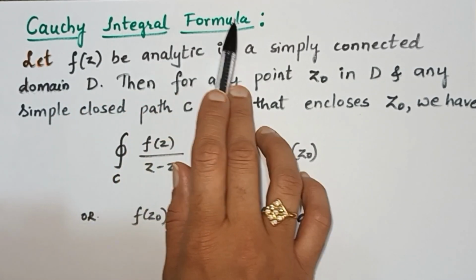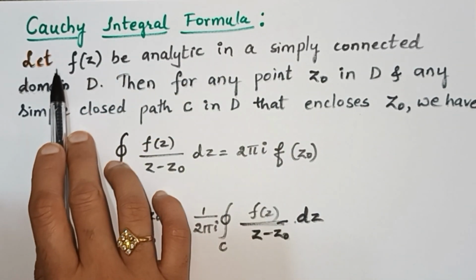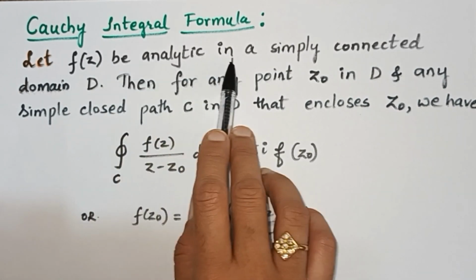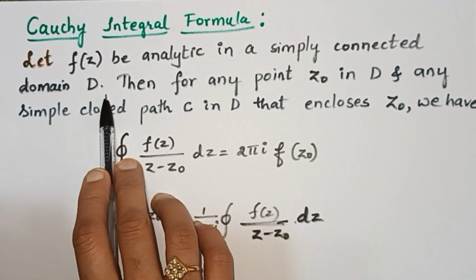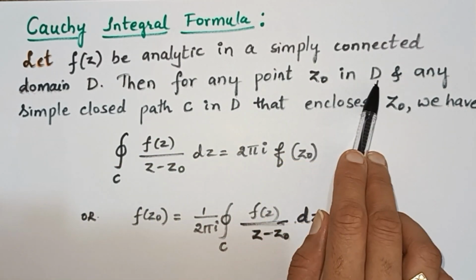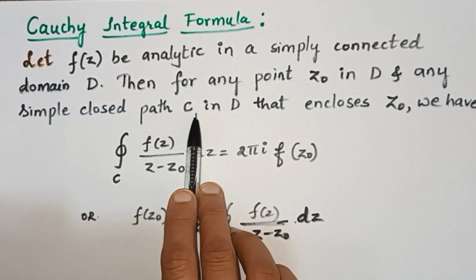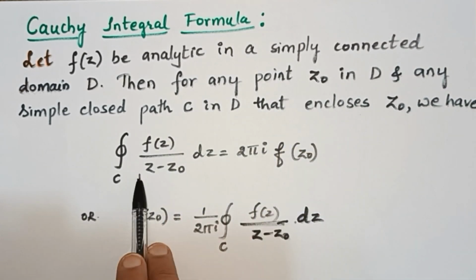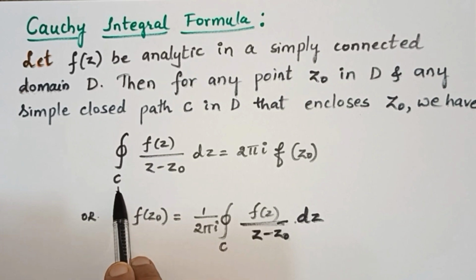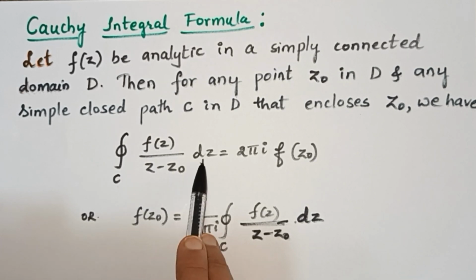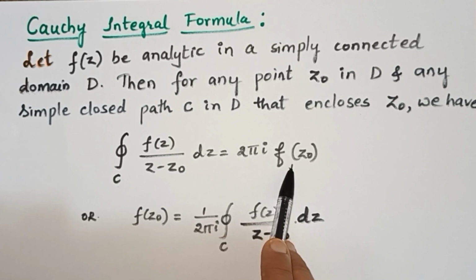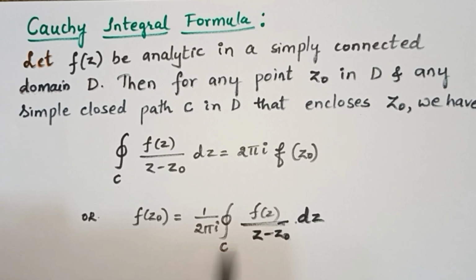Cauchy integral formula. Cauchy integral formula is given by, see, the conditions are, let f of z be analytic in a simply connected domain D, then for any point z0 in D and any simple closed path C in D that encloses this point z0, we have this formula. The line integral over the curve C, f of z by z minus z0 with respect to z equal to 2 pi i into f of z0. So this formula you have to remember. This is called as Cauchy integral formula.